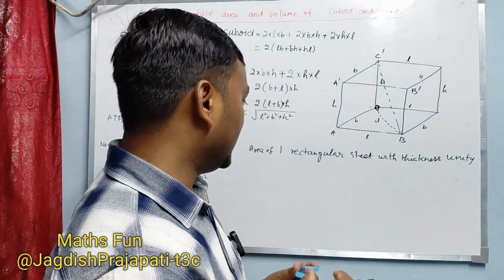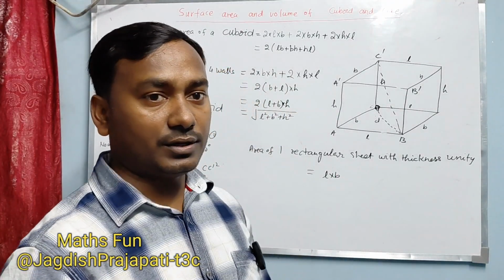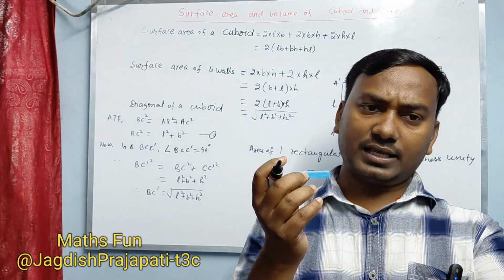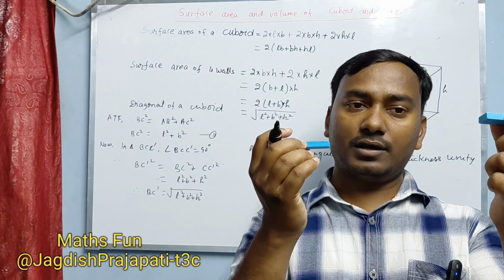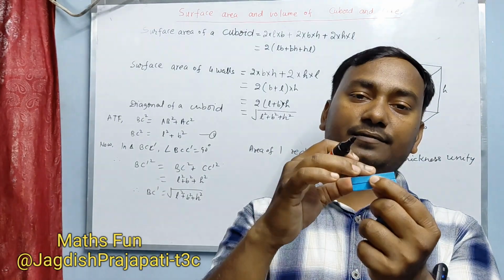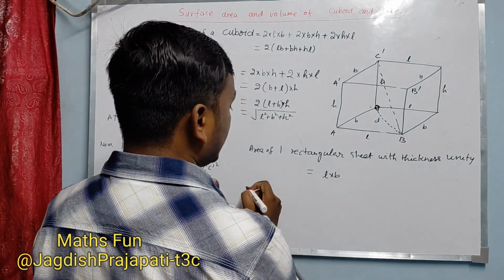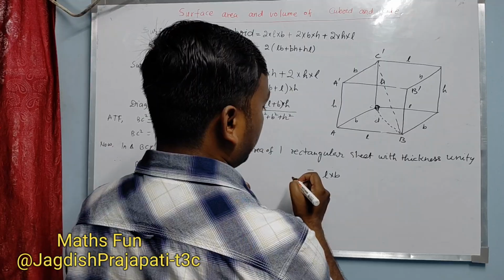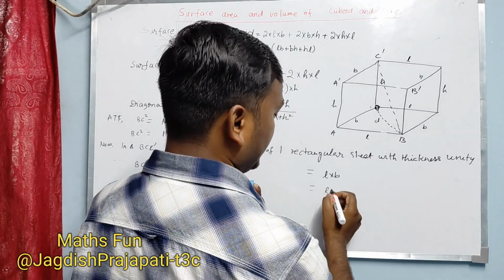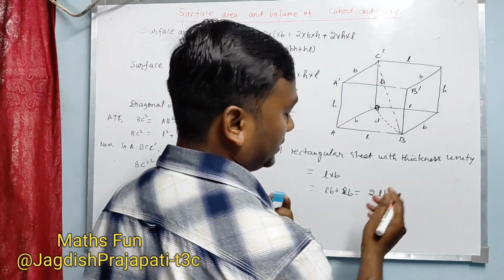Okay, so that will be area, that will be L into B. If we add another layer, then area of this is LB and this is LB. So the total area will be LB plus LB, that is 2LB. So you just write down area of first layer and second layer, that will be LB plus LB, that is twice LB.